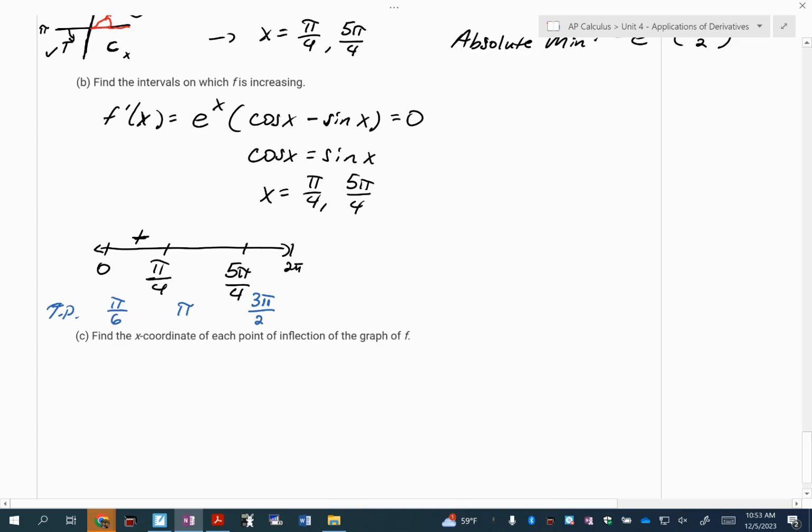For pi, the cosine of pi is -1. The sine of pi is 0. So -1 minus 0 is -1. That's going to make this a negative for the sign.